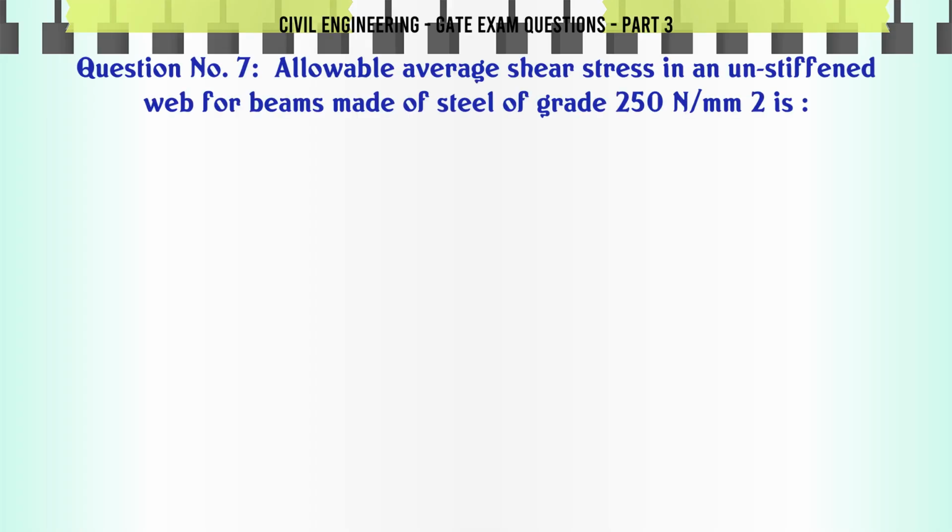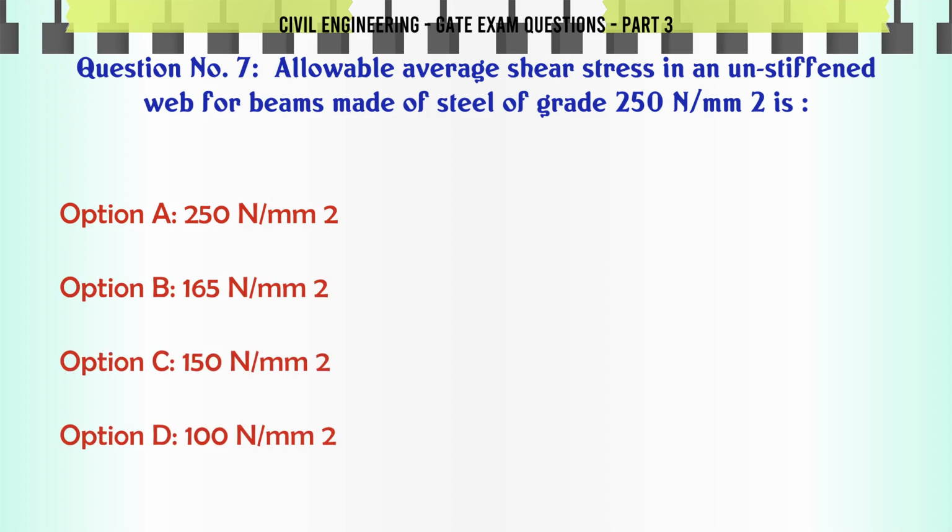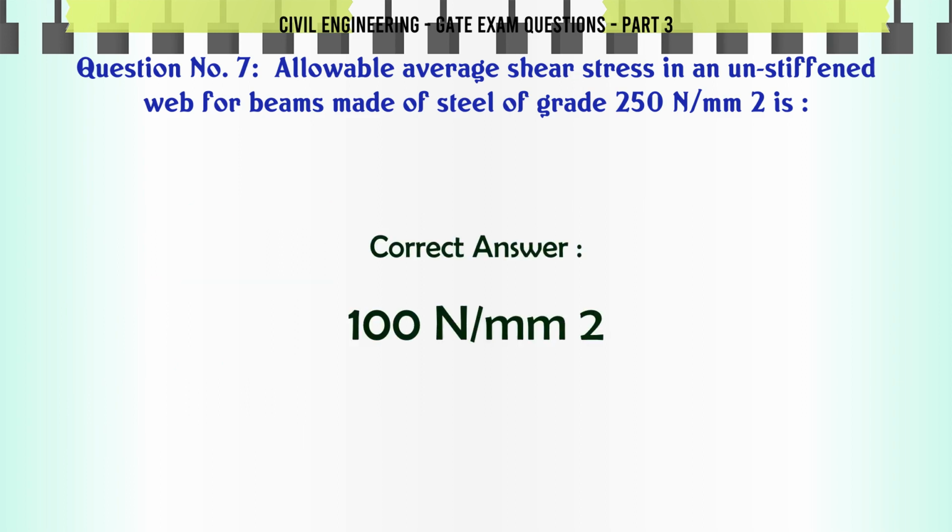100.3. Allowable average shear stress in an unstiffened web for beams made of steel of grade 250 N/mm² is A. 250 N/mm², B. 165 N/mm², C. 150 N/mm², D. 100 N/mm². The correct answer is 100 N/mm².